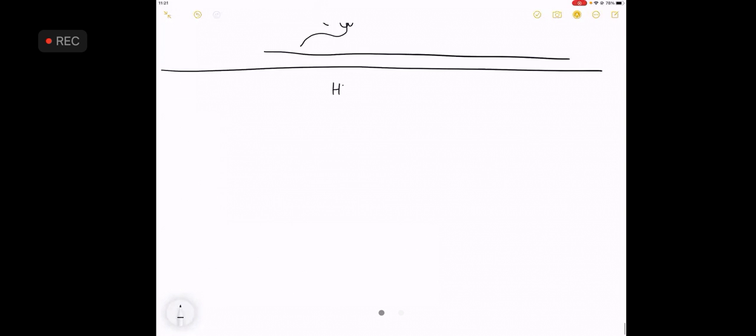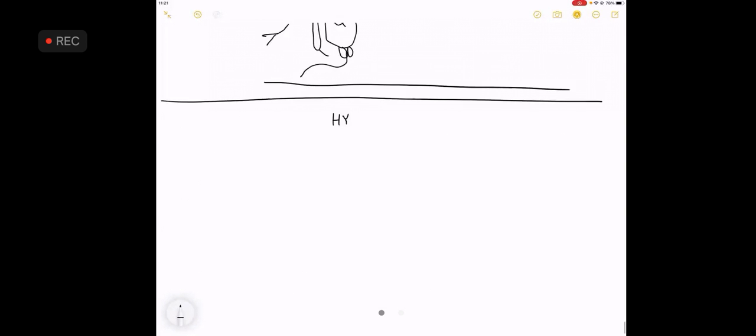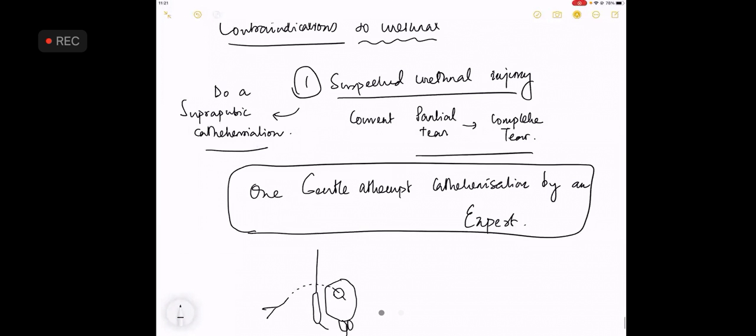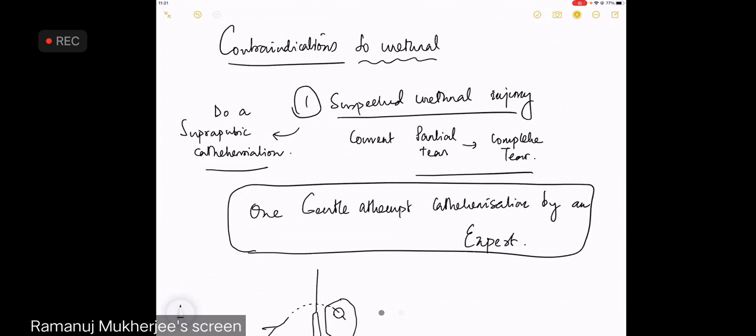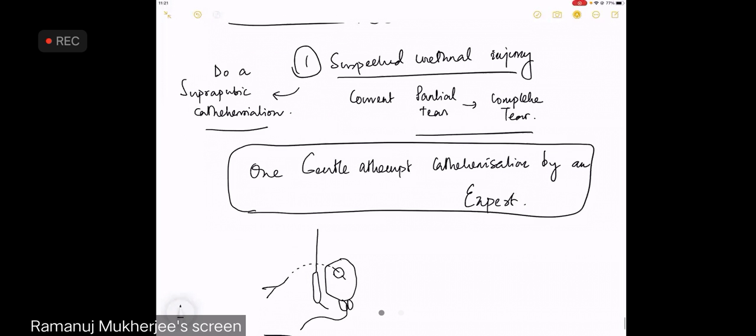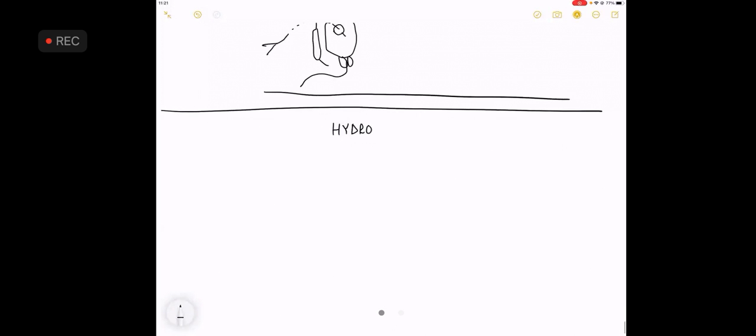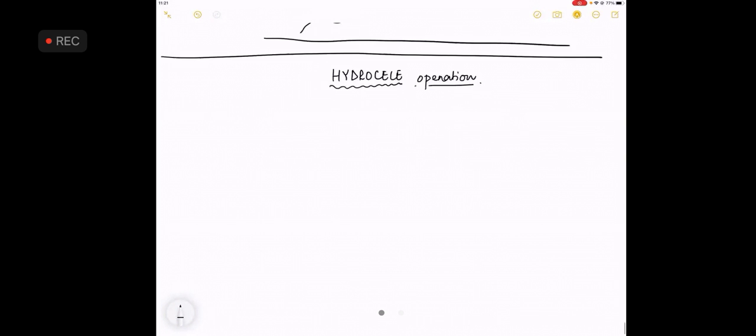Now, when we talk about the hydrocele operation, let us talk about a hydrocele operation. The last class I told you what a hydrocele is. Now let us talk about the operations for a hydrocele. Hydrocele operation, remember that before I talk about the indication, I should have said the types of operations. The number one is something called eversion of sac.